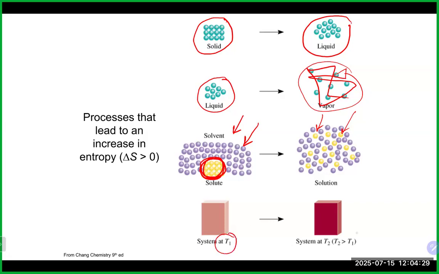Temperature is a very common way that you can increase the entropy of a system. By increasing the temperature, everybody gains more energy. As they gain more energy, they fly around more, with a lot more disorder. And that would increase the entropy of the system.